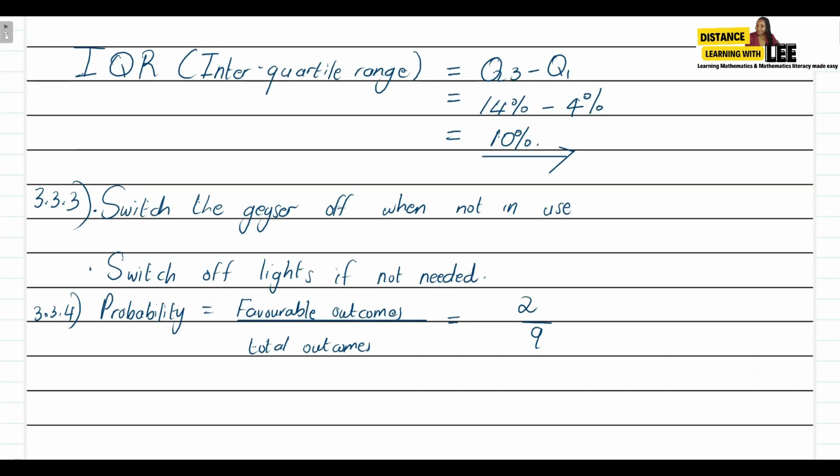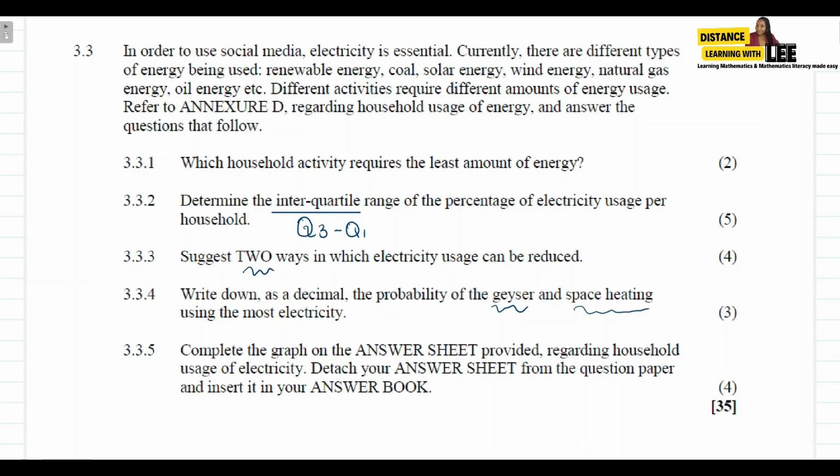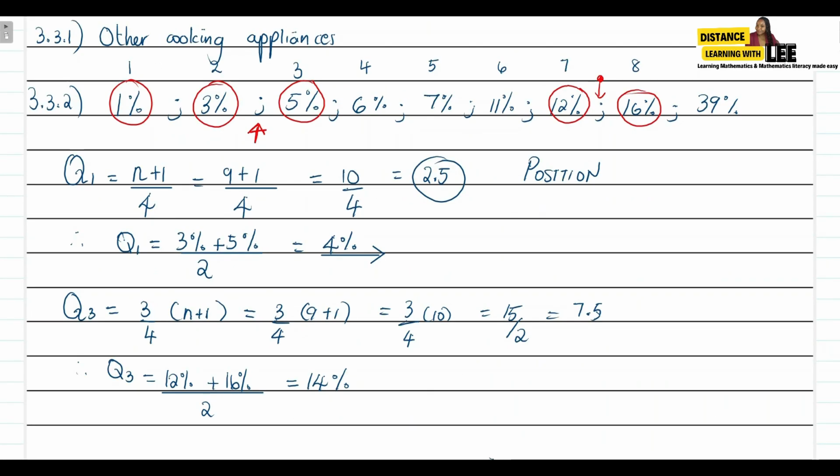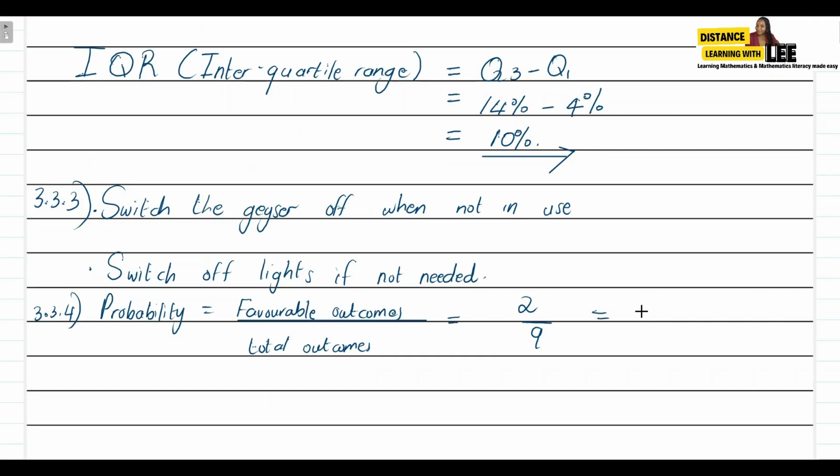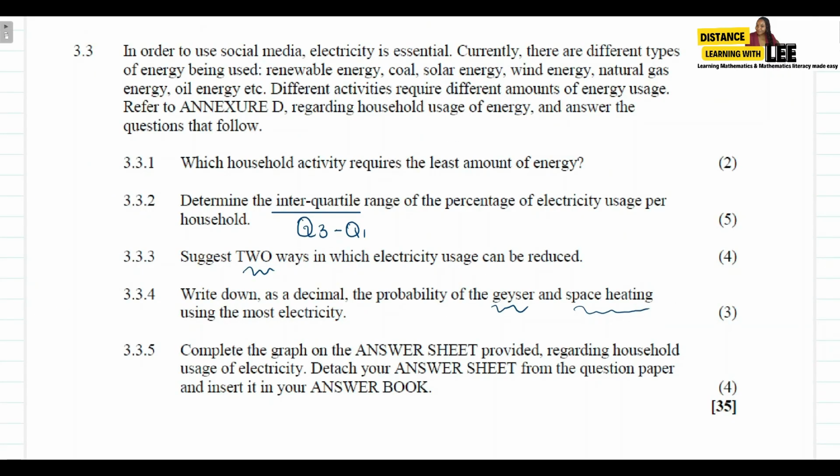But then remember, the question asked us to write down as a decimal the probability of the geyser and the space heating using the most electricity. Okay, so even though we've got 2 over 9, remember our answer has to be in decimal form. So 2 divided by 9 is equal to 0.22222, right? So in this case, we're going to just round it off to 2 decimal places. Our answer is 0.22. Okay, and the last question, right?